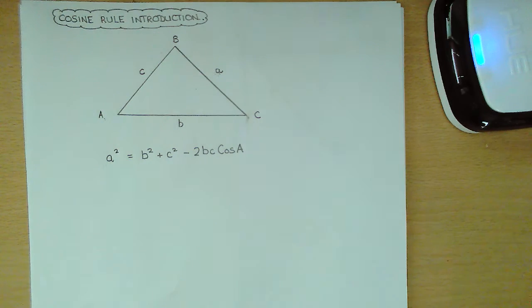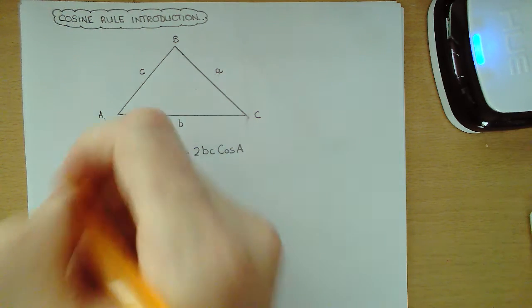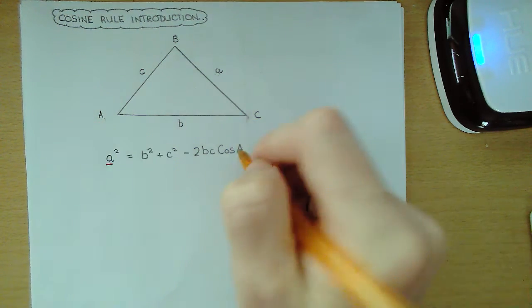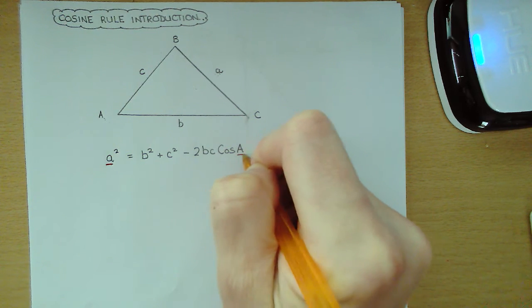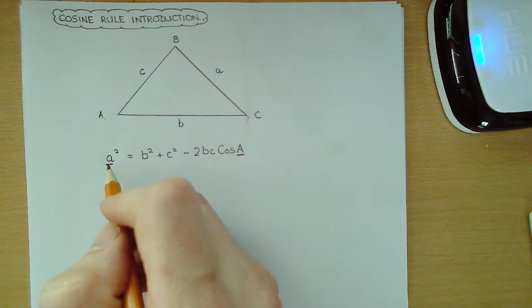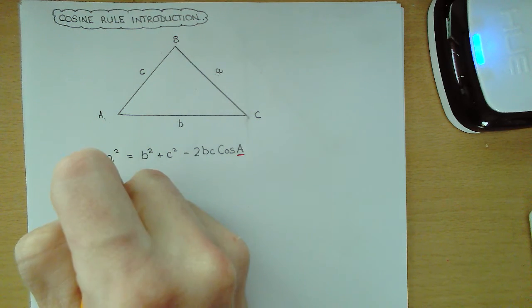So again, note that the cosine rule starts with the lowercase letter and finishes with the corresponding capital letter. Okay, so that's the cosine rule that links small a to capital A. We can also link small b to capital B and small c to capital C. So let's say we start the cosine rule with small b.